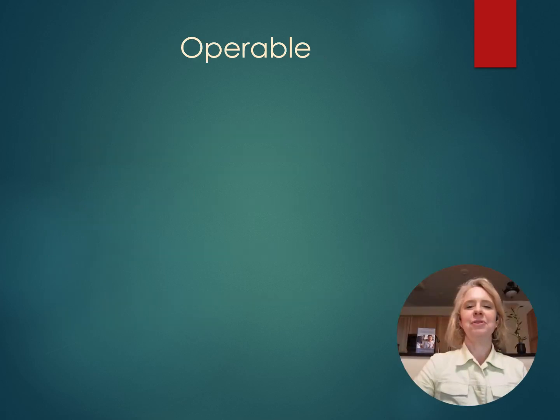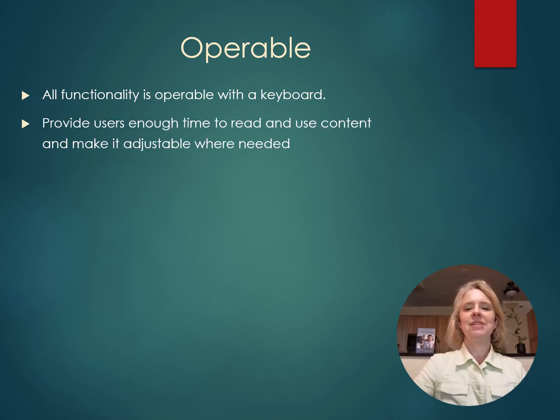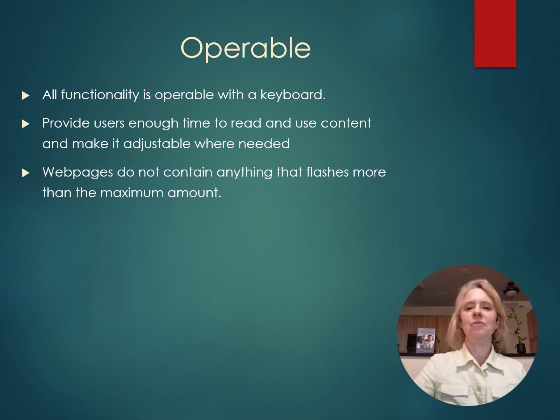The second principle is operable, which means that users must be able to navigate and interact with your content regardless of how they access it. Here's how to support that. First, make sure all functionality is operable with a keyboard. This is essential for people who use screen readers or can't use a mouse. Second, give users enough time to read and use content, and allow for adjustments when possible, like pausing moving content or extending time limits. Next, avoid content that flashes more than the allowed limit.